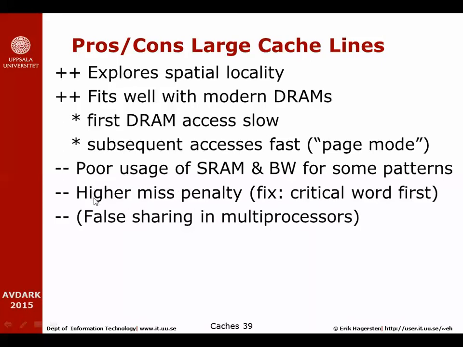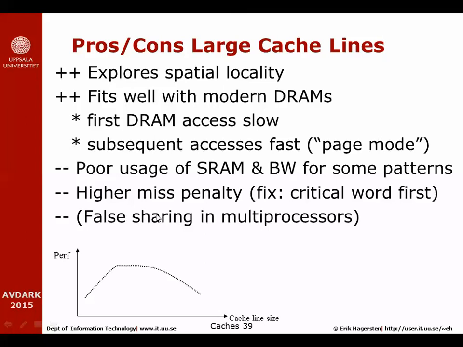Because sending a large cache line over wires takes longer time than just sending a single word. So typically, when you send a cache line to a cache, you send the critical word first. You send the word that was requested first. Also, when we start to talk about multiprocessors, we will see a phenomenon known as false sharing, and false sharing increases with the cache line size.